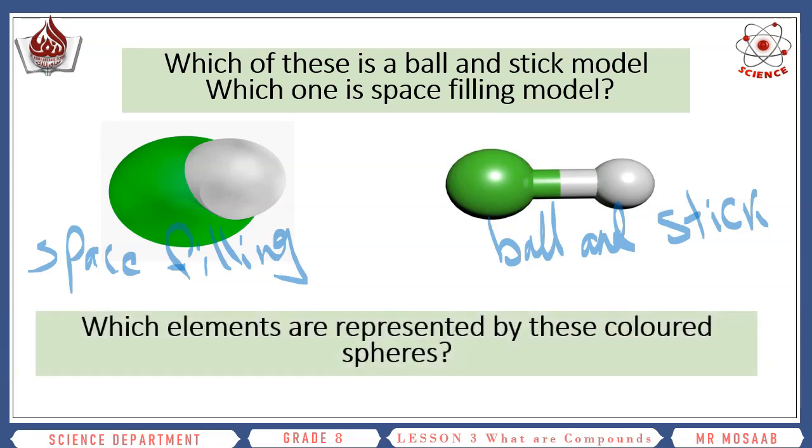Which elements are represented by these colored spheres? Which element is represented by each color sphere? We said before that hydrogen is represented by white color, so this one will be hydrogen. And the green color represents chlorine. So both of them will be HCl.